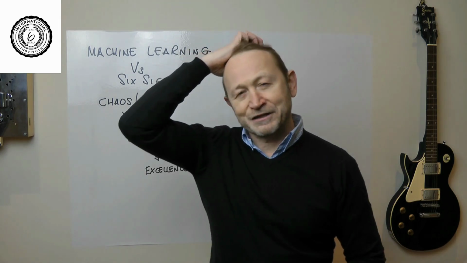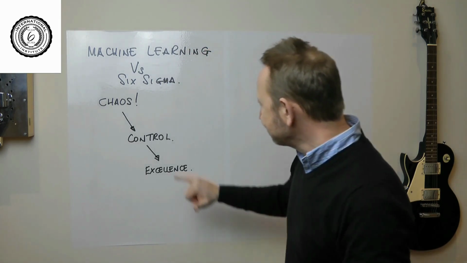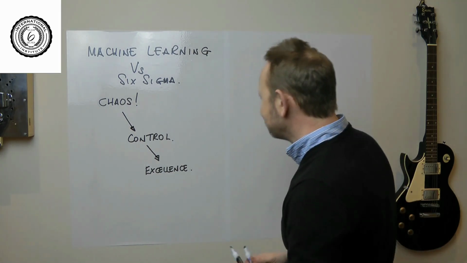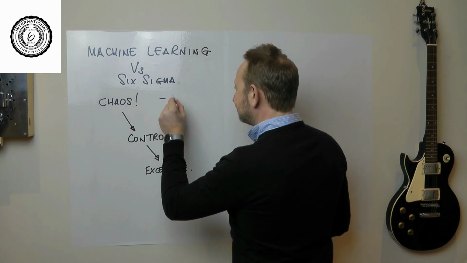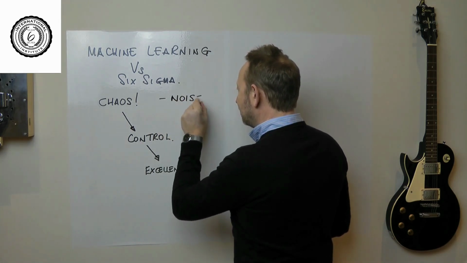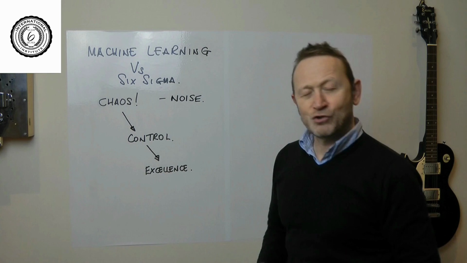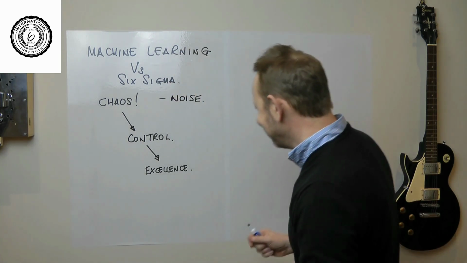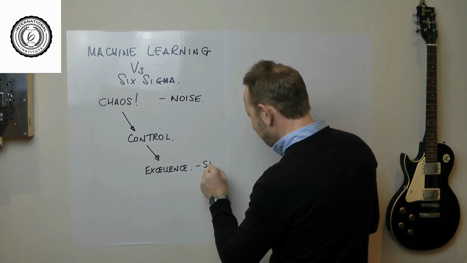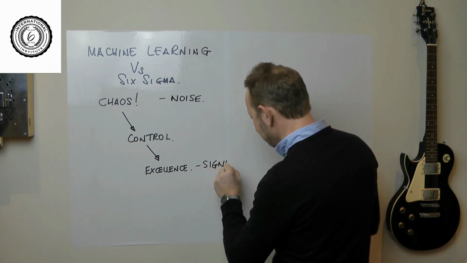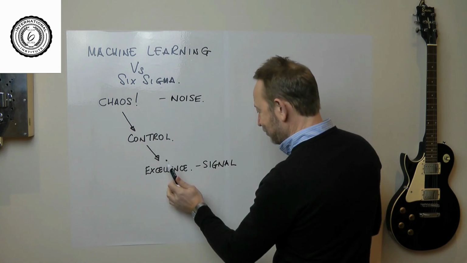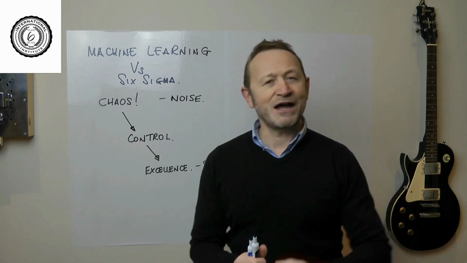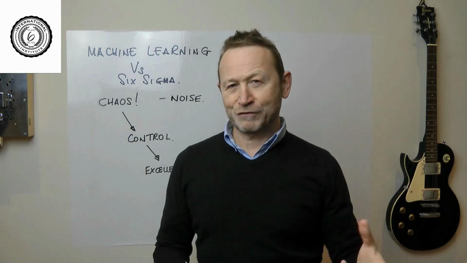Now here's the kind of advice. Here's the thing you've got to be really careful with. You see, chaos, control and excellence. The way I would describe this is that chaos is about controlling noise. Excellence is about controlling signal. And you have to be able to do both to get to this point. In fact, excellence stands on top of control.